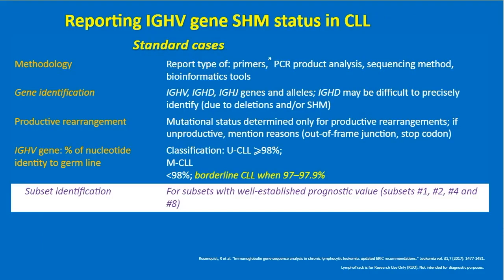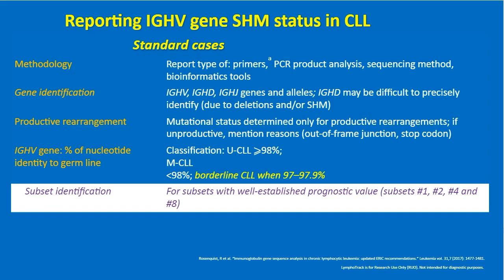And for reporting the results, again, the recommendation is based on the methodology I mentioned. Mutation status is determined only for productive rearrangement because, especially when we are working from genomic DNA, this is a very important factor. If we are working from cDNA, then we are looking at the expressed rearrangement, so that should not be an issue. But most of the labs are using genomic DNA because of the simplicity of the testing.